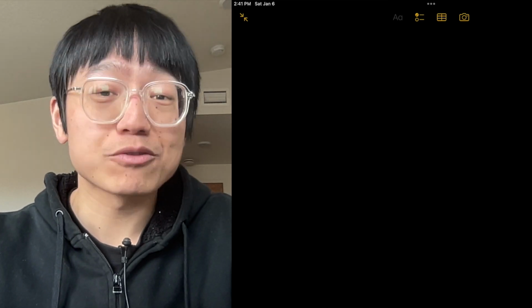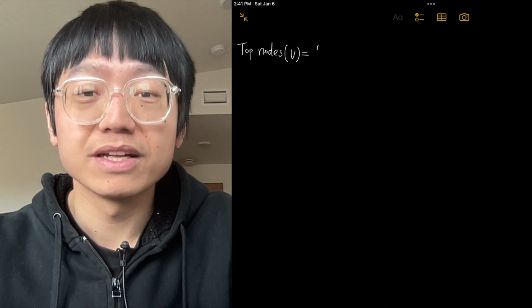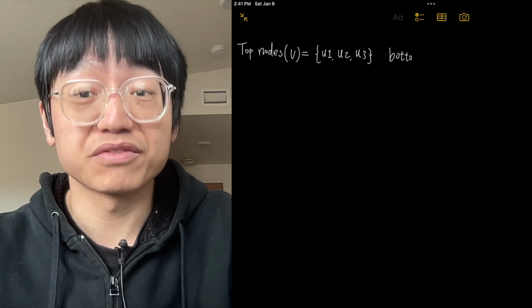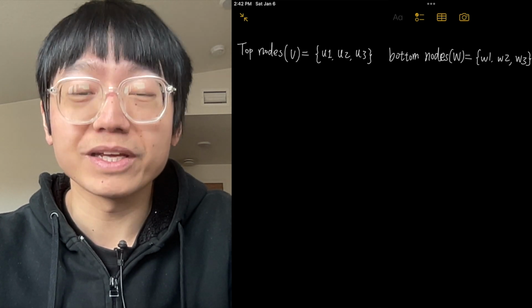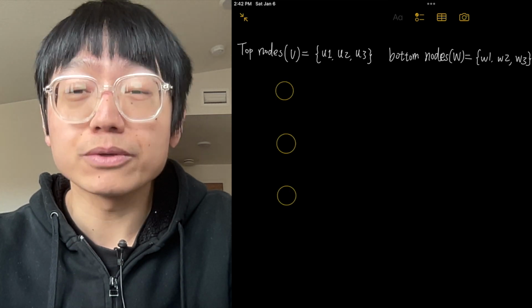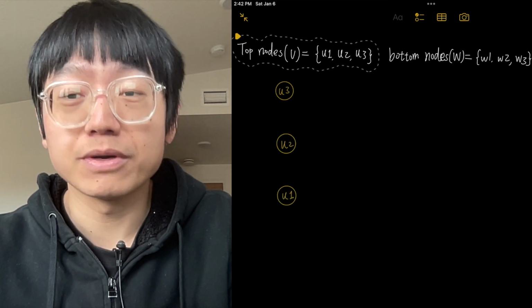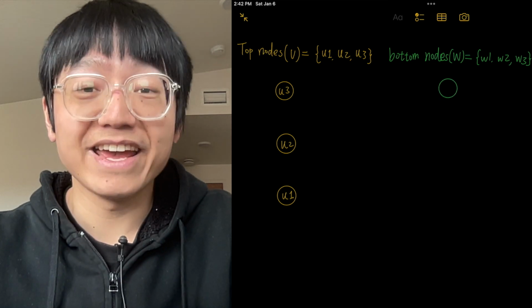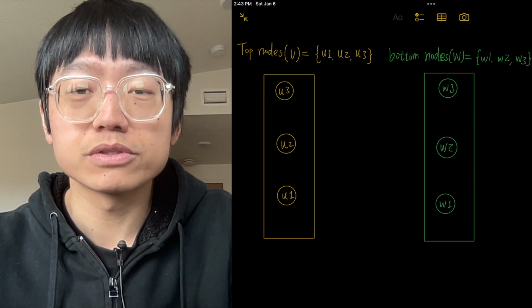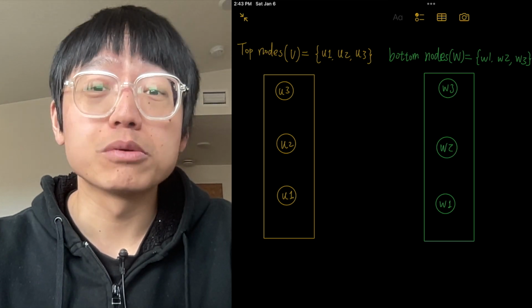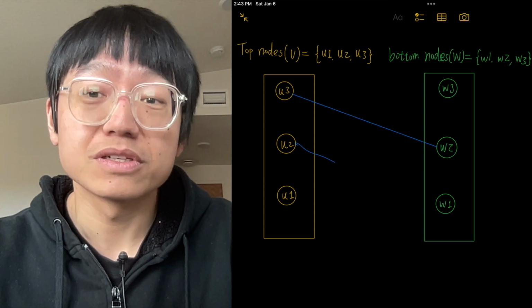Here, we have a diagram of a simple bipartite graph. The graph has two sets of vertices, the top nodes U, which are U1, U2, and U3, and the bottom nodes W, which are W1, W2, and W3, and the edges connect vertices from top nodes to bottom nodes. The solid lines represent the edges between the nodes of the graph.